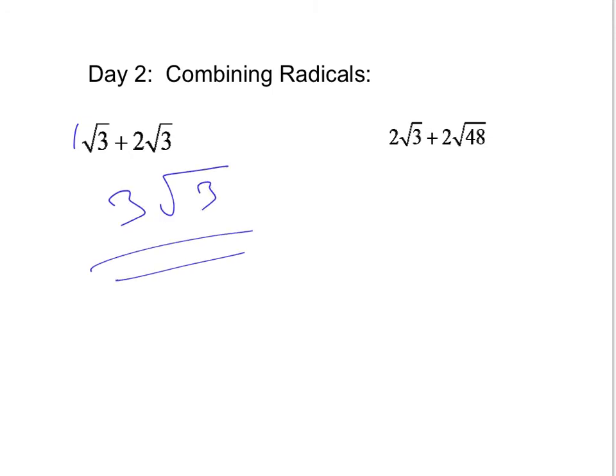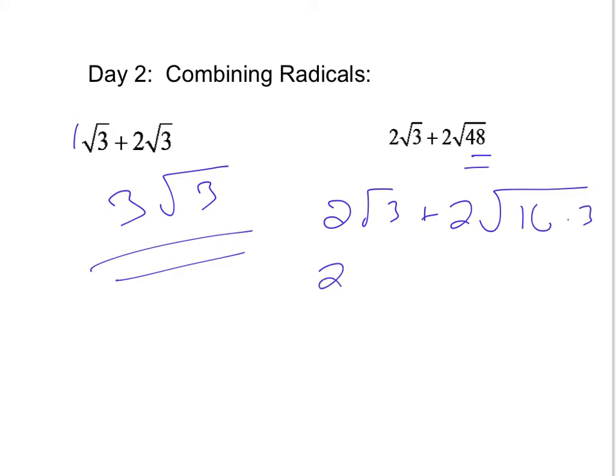In this one on the right, I have 2 root 3 plus 2 root 48. Whoa! My radicals are not like. So the first thing we're going to do is see if I can simplify my radicals and actually create some like radicals. So this is in essence 2 root 3 plus 2, now 48 is equal to 16 times 3.